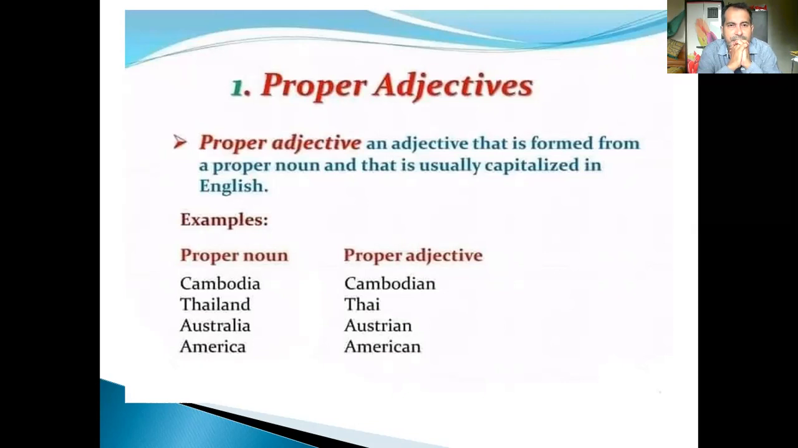Likewise, other examples you see: Thailand, a person of Thailand, we call him Thai. He's a Thai man or woman, or he has got Thai citizenship. This is the way we express it in our daily English. He's an Australian citizen. America, the people of America are called American. So this is how the proper adjective is formed.